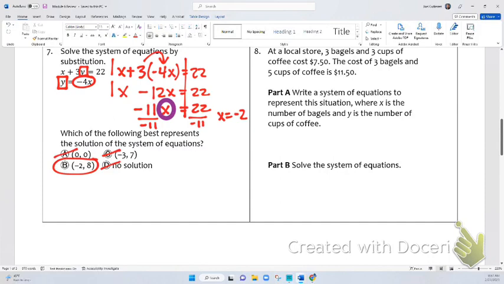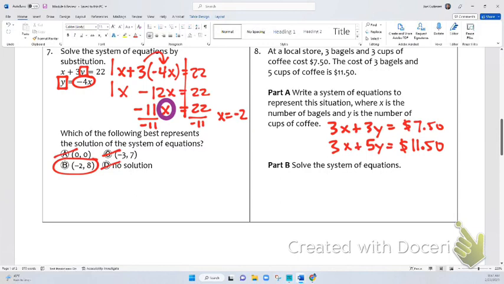So first, we're going to need to write the system of equations. For bagels, we are going to say that that's my x value. For cups of coffee, we're going to say that's my y value. And then we know that altogether this costs $7.50. Same thing for the bottom one. Bagels, once again, are my x, and then cups of coffee are my y. And then the total for that cost $11.50. So that's how you would set up the original problem. And then they're asking us, of course, to solve.